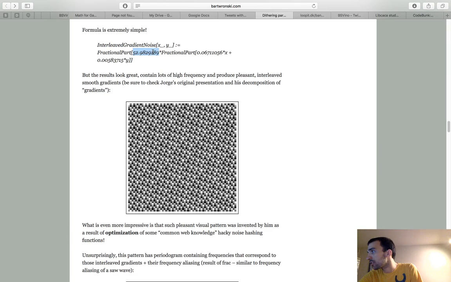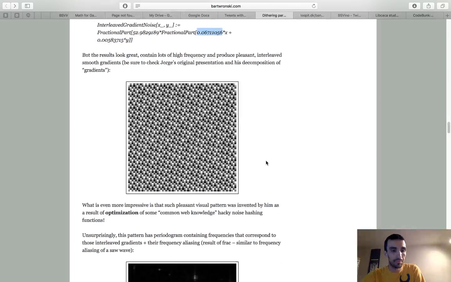If you choose different constants, this doesn't work. You have to hash stuff. What do you mean by that? I've tried jiggering around with these constants, and if you do the wrong thing, then it suddenly doesn't look random, or you'll get weird patterns. You'll get low frequency patterns in there that you don't want. So I don't know what he did to pick these numbers, but it's pretty cool.